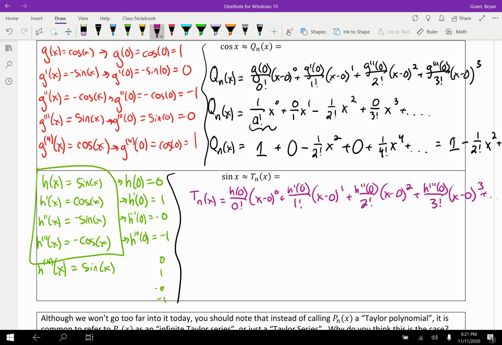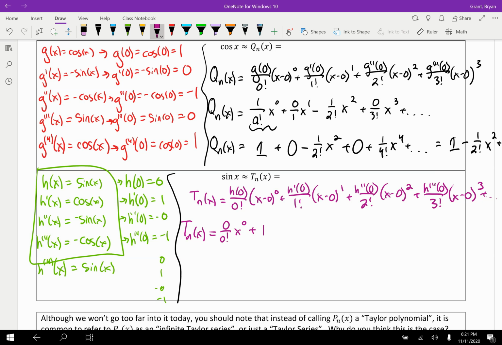Cool. And so on and so forth. So t sub n of x. Well, notice that actually this first one is 0. So it becomes 0 over 0 factorial x to the 0th. The next one is plus 1. Right? And so this is going to be our plus 1 here.